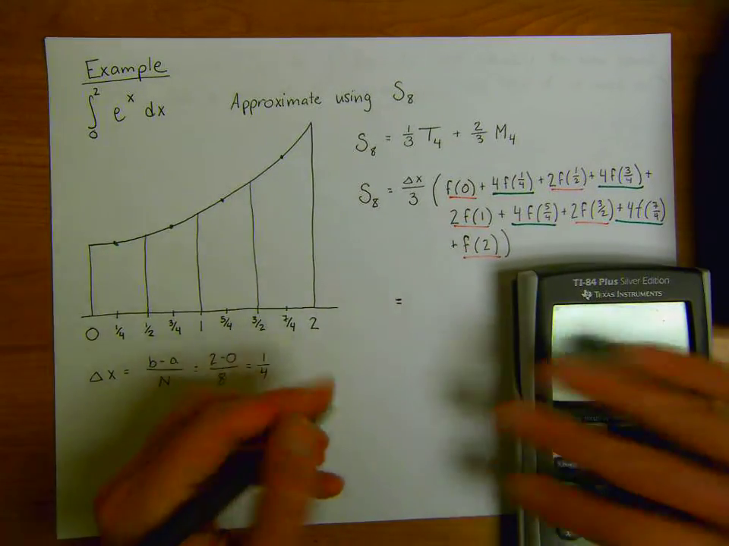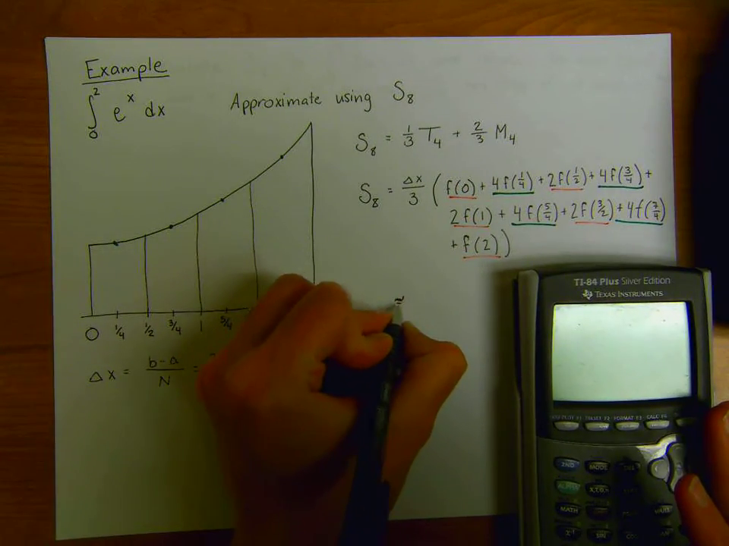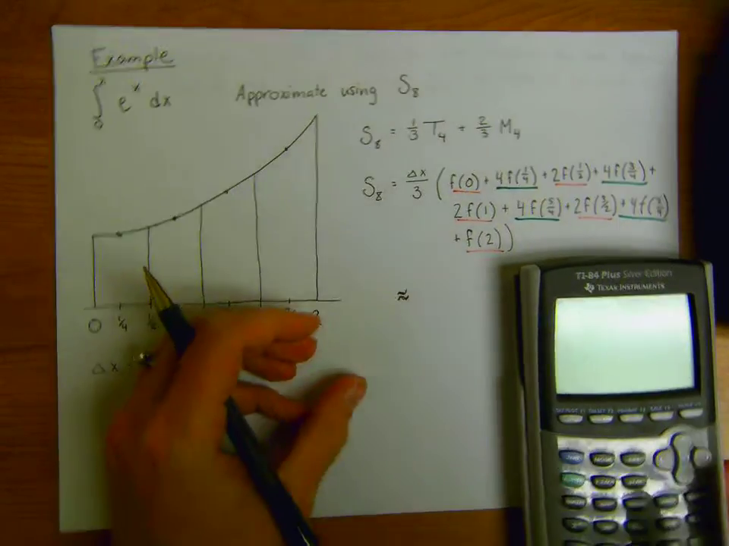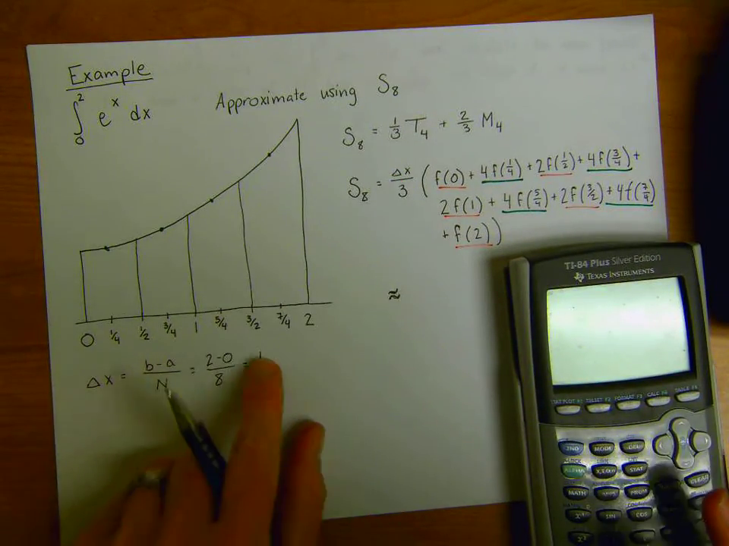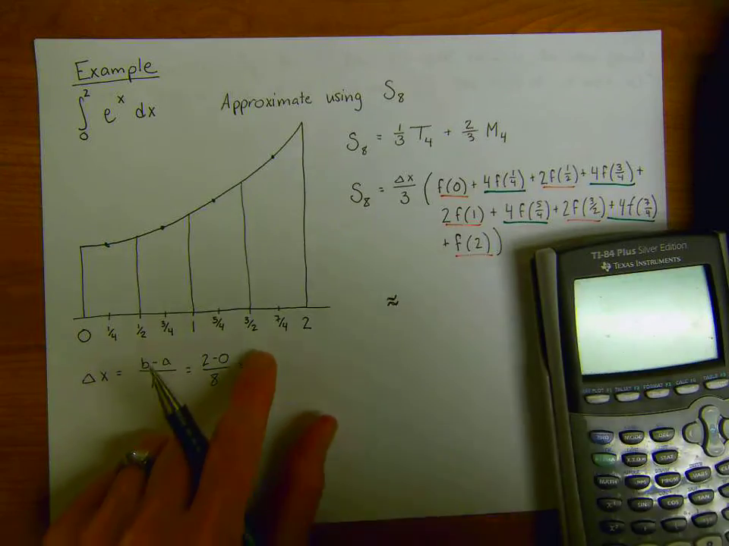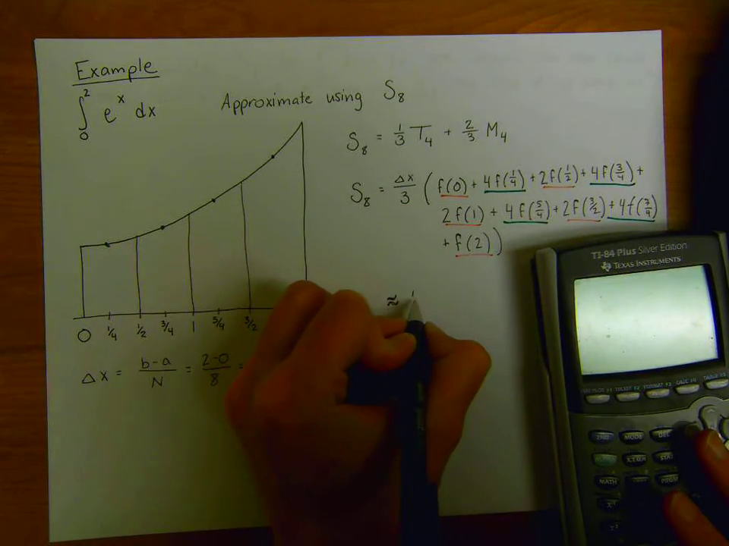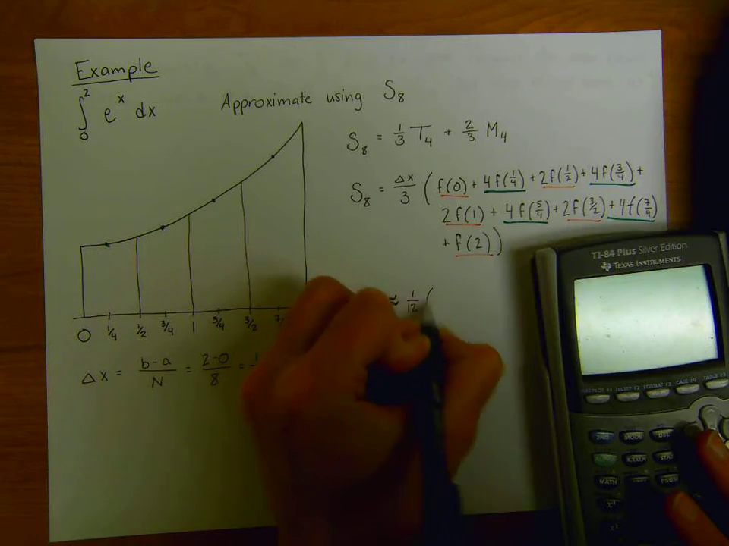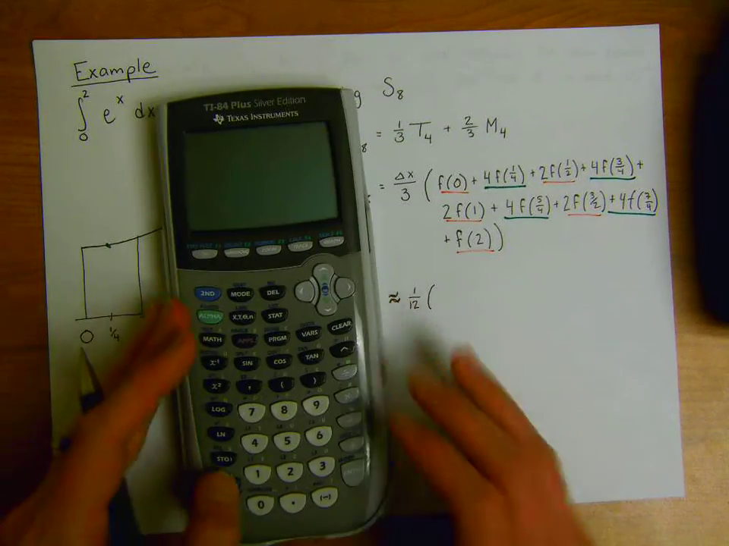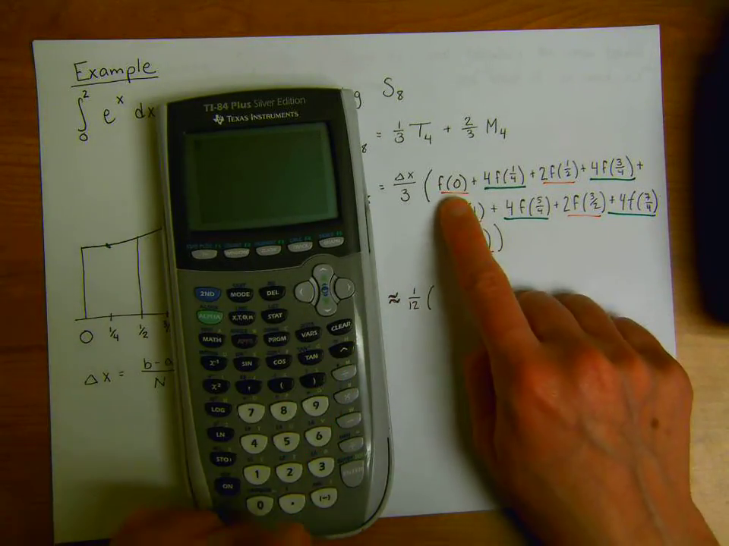I think something that's more interesting at this point is I'm just going to write down the decimal approximation. What do I get out? Recall delta x in this case is 1/4, so 1/4 divided by 3 is 1/12, 1/12 of all of this mess. I'll plug it into my calculator.